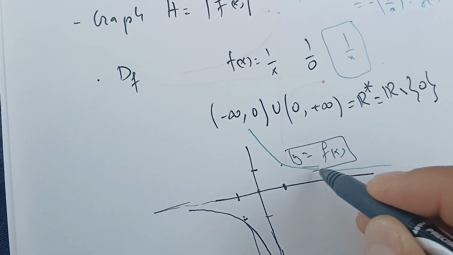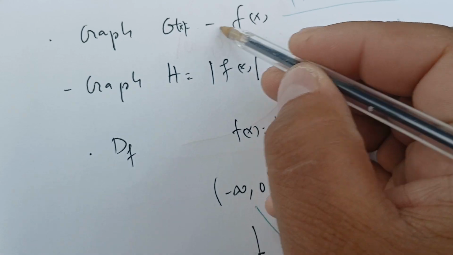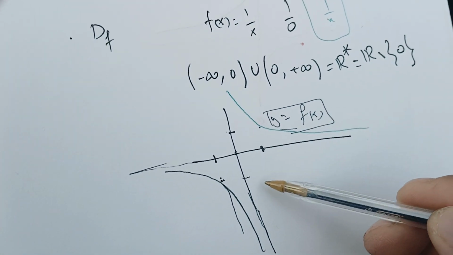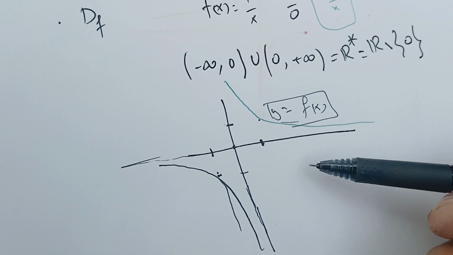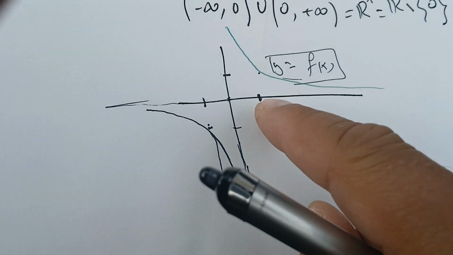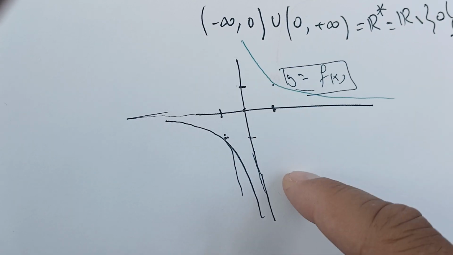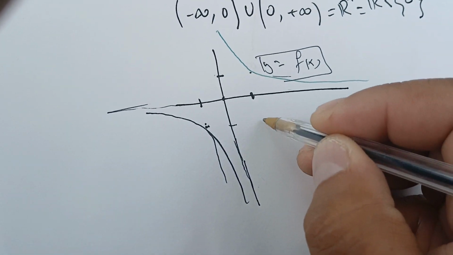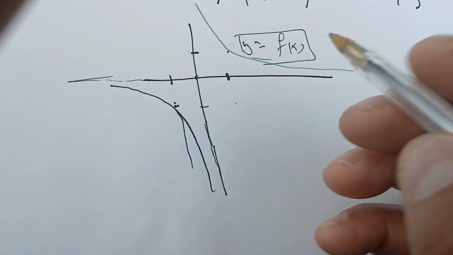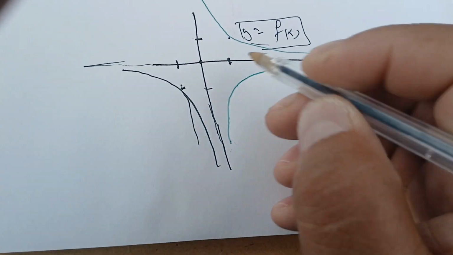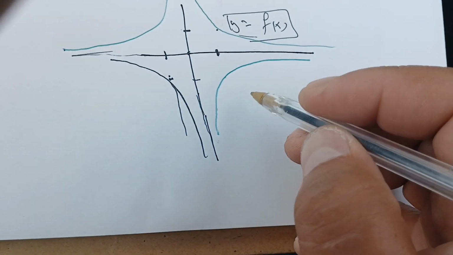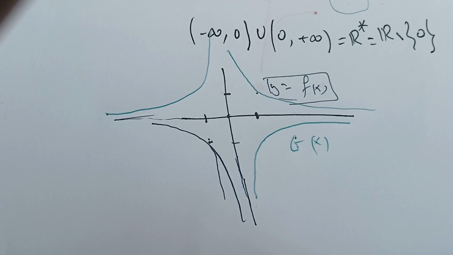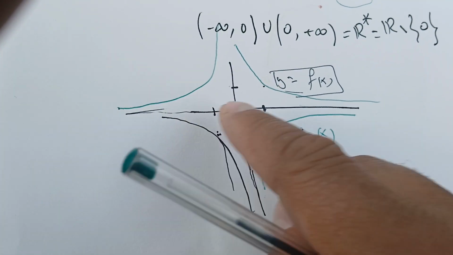So y is f of x. Now we are asked to find the graph of minus f of x. So what does this minus do? It just flips the graph about the x-axis. So here we flip this one down and we flip this one to the top. So in this case we have something like this, and this is the graph of g of x. So the positive becomes negative and the negative becomes positive.